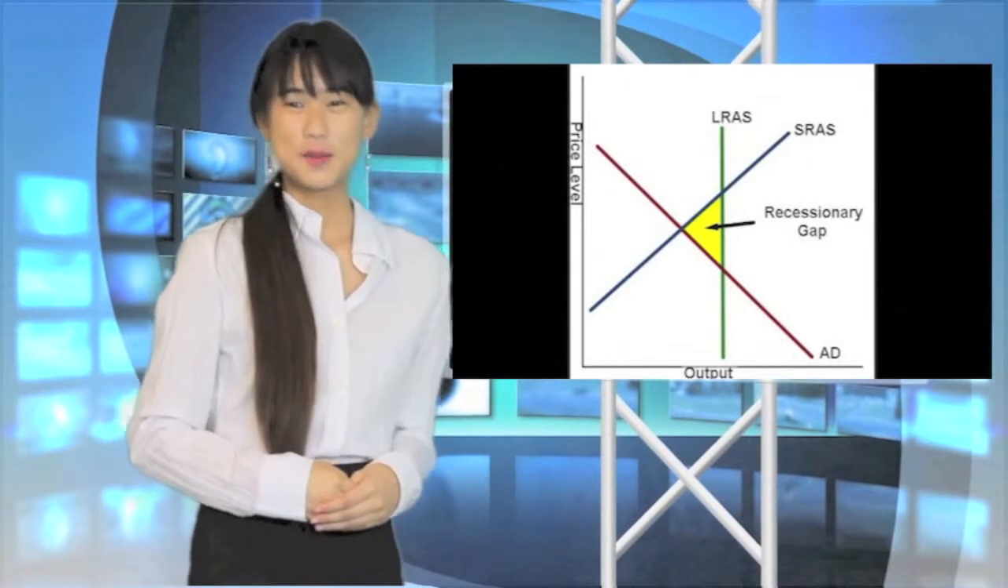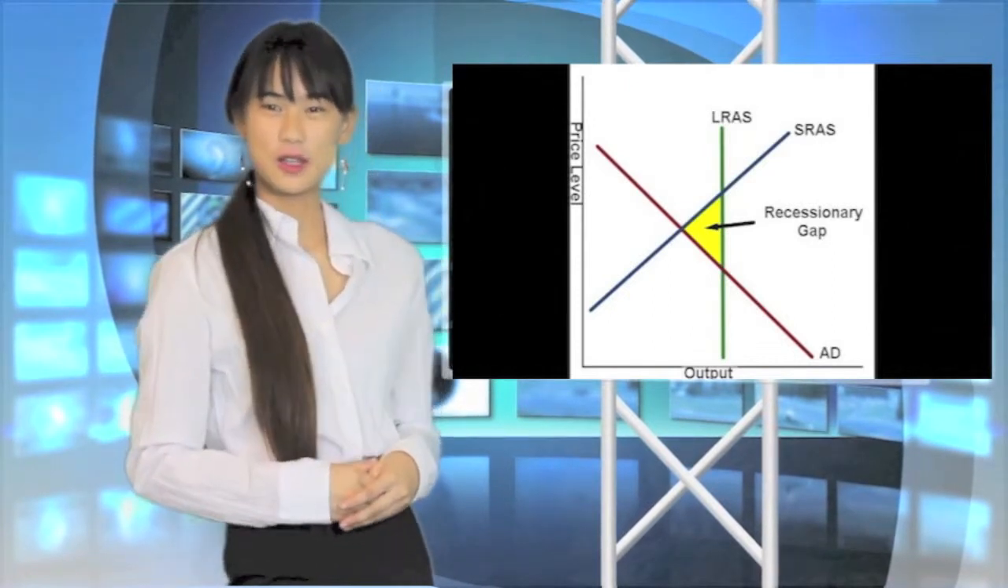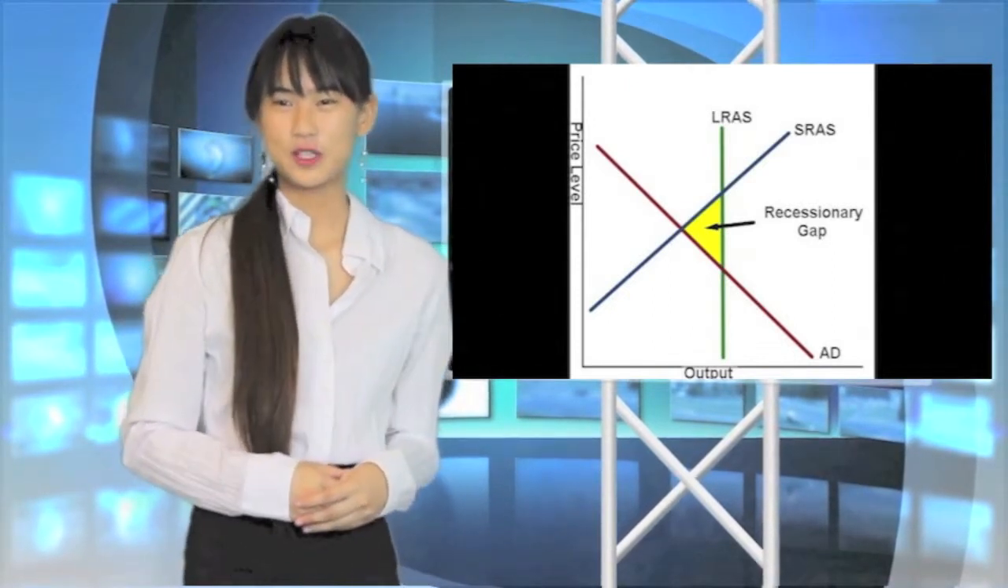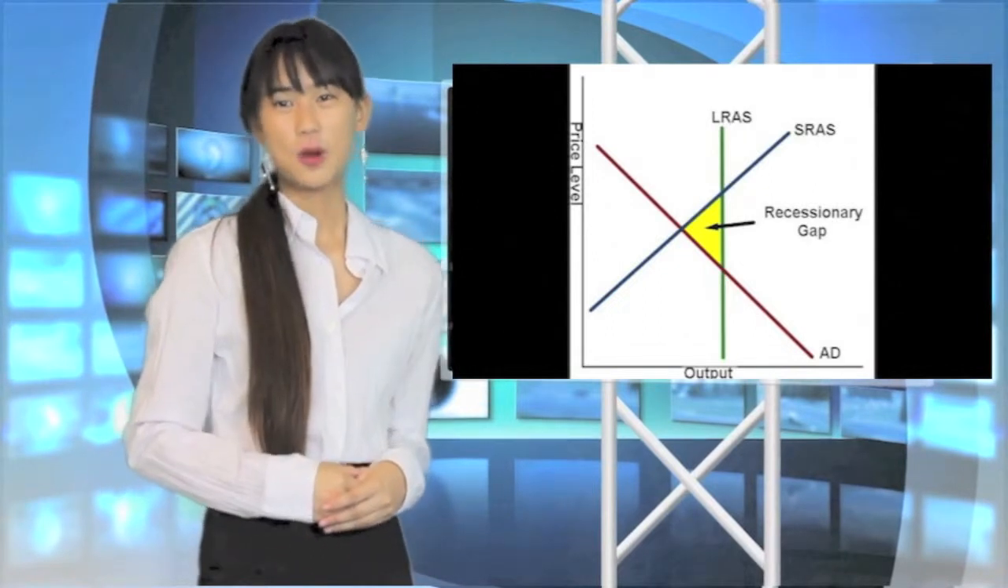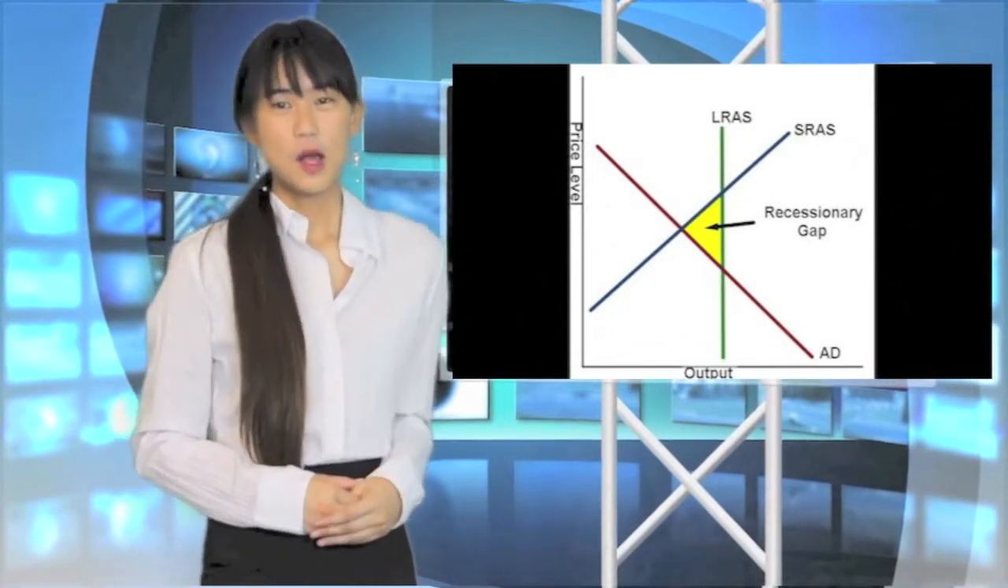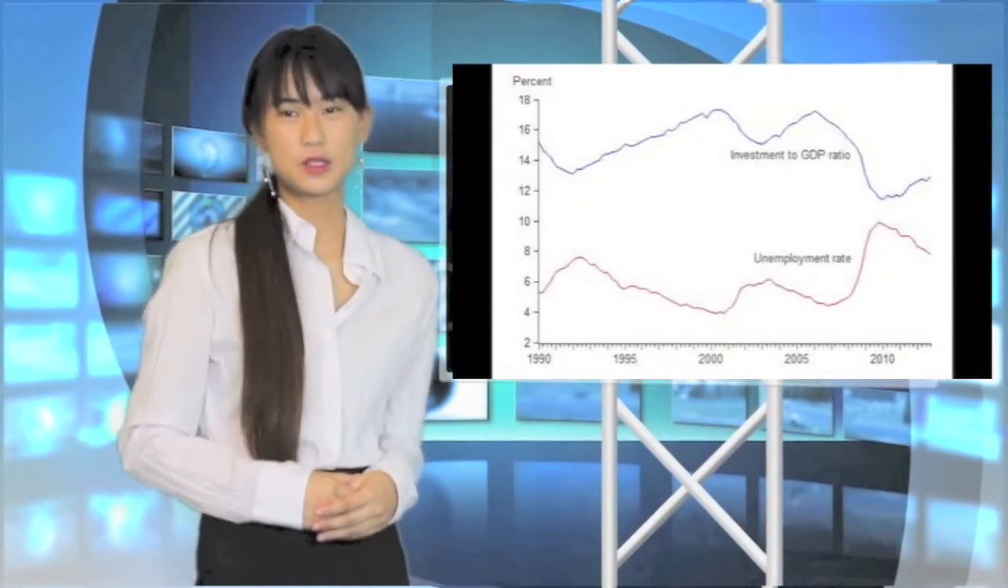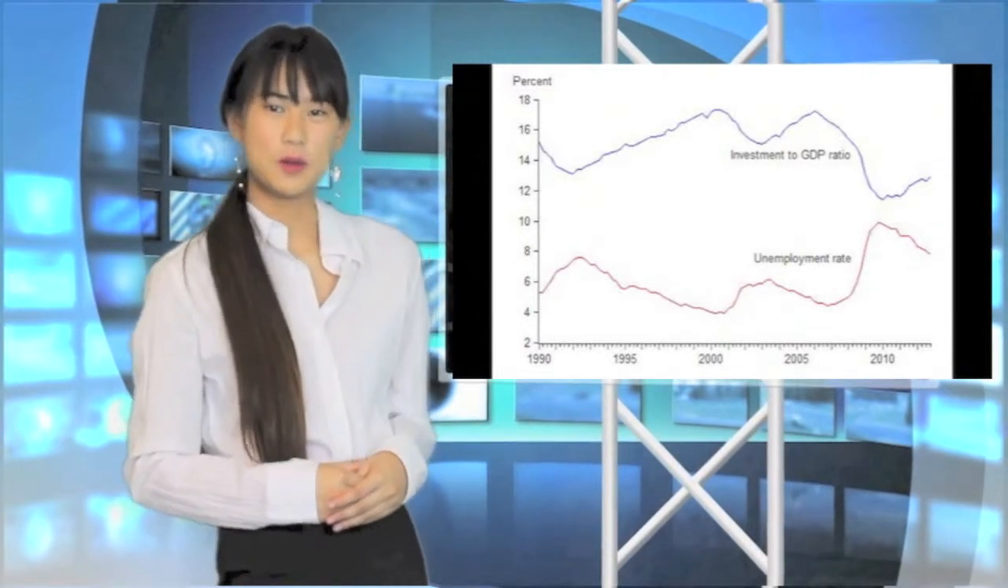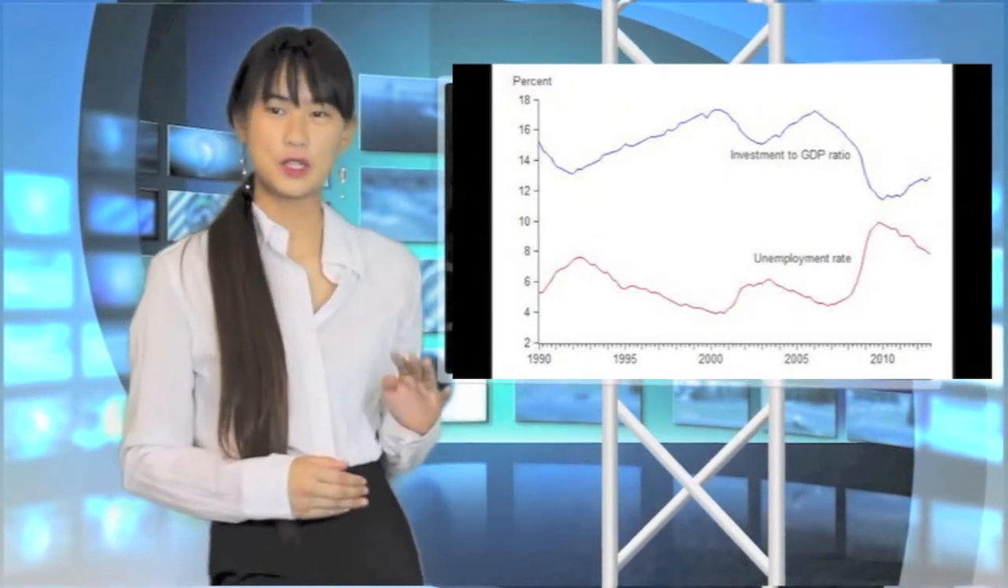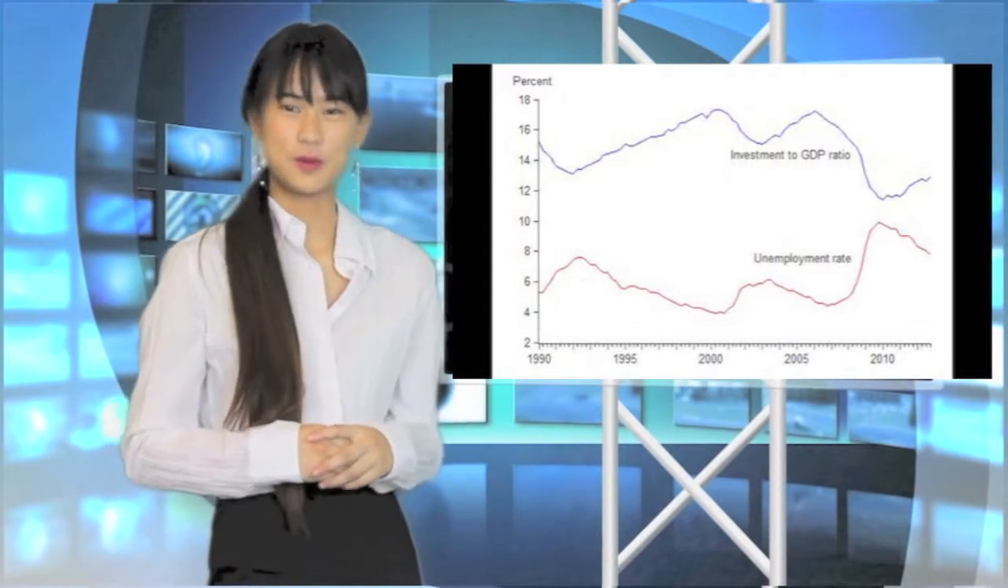Recessionary gap is when the economy is operating below its full unemployment equilibrium. There's a downward pressure on prices in the long run, and the primary problem is unemployment. Policies that focus on getting businesses to invest more help lower the unemployment rate. There's an inverse relationship between business investment and unemployment.